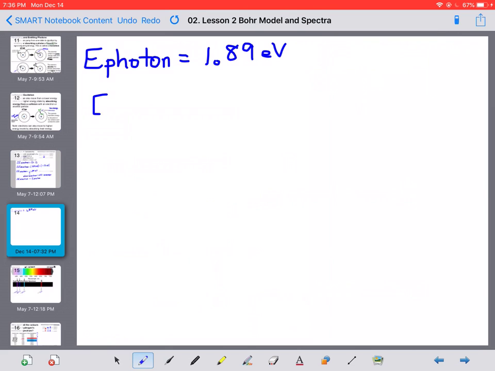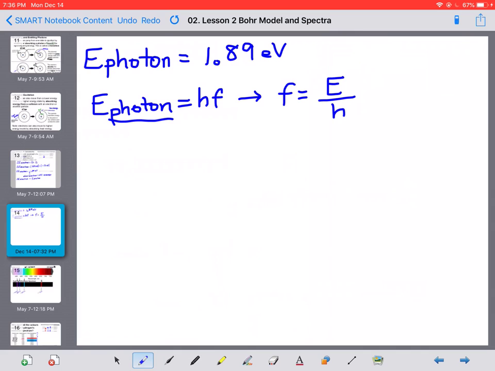Now remember, the energy of a photon can be calculated by doing h times f. So if we want to find the frequency, we can just take E and divide it by h. Now you don't have to write E photon every time. I'm just doing that for clarity, but it's getting a bit long to write. So instead of writing E photon, I'm just going to write E for the rest of this example.